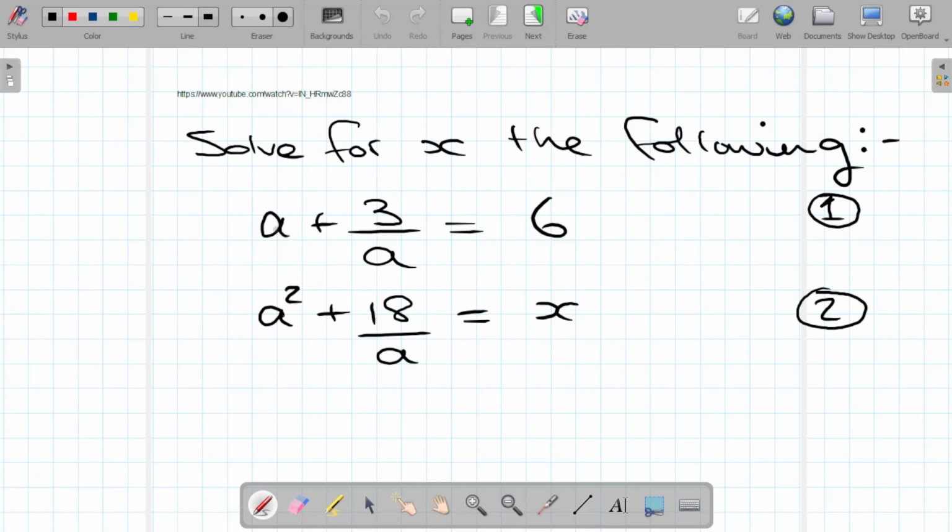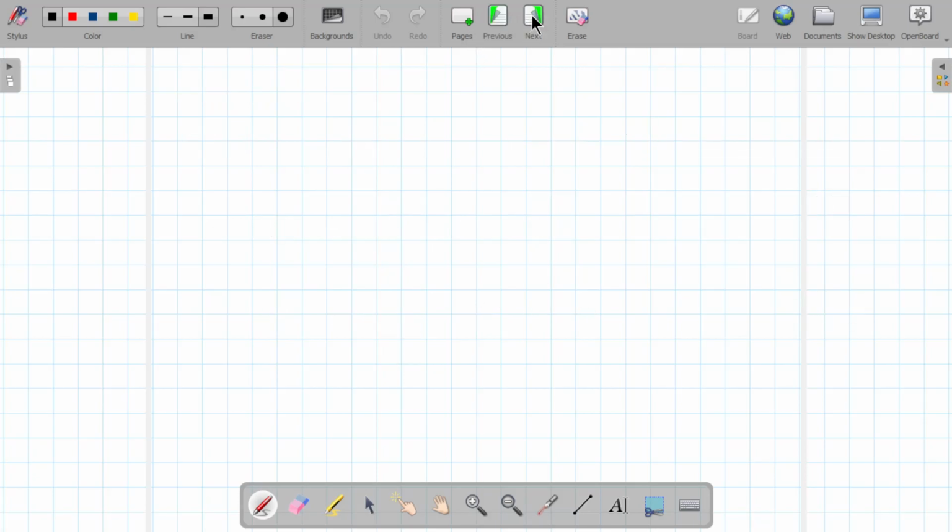So what we're going to do is we're going to start by multiplying both equations by a to get rid of the fractional parts here. So what we will have here is a squared plus 3 equals 6a, and underneath in the new equation we'll have a cubed plus 18 equals xa. So let's go ahead and write that down.